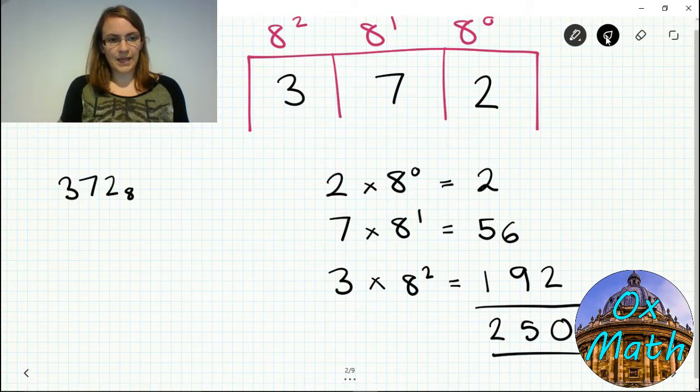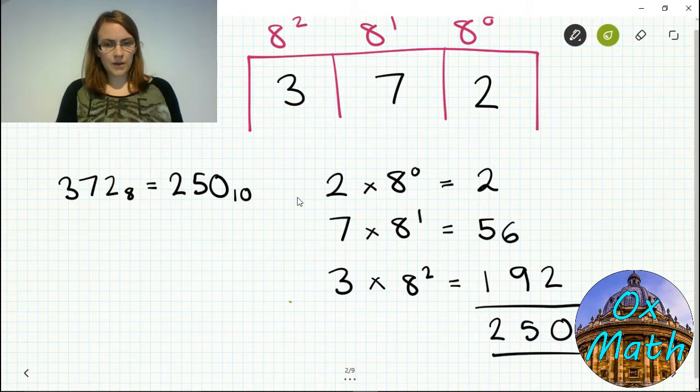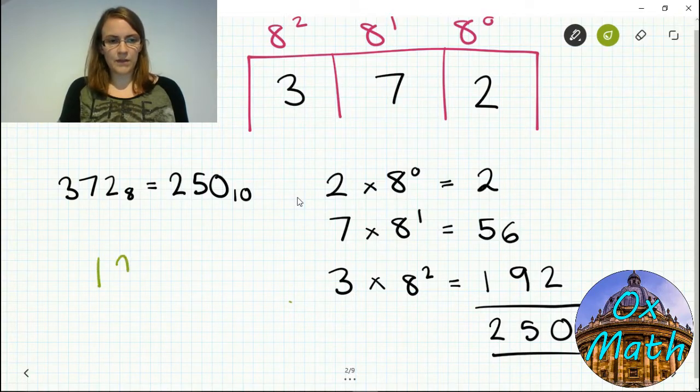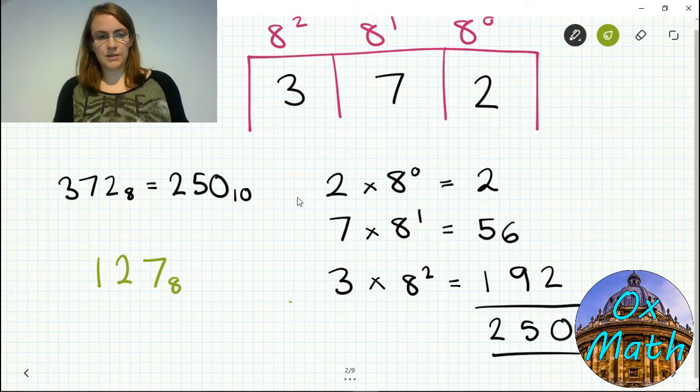So 372 in base 8, which we can use the small 8 down here to represent that it's base 8, is the same as 250 in base 10. So now you know how it works. Test yourself, pause the video and have a go at converting the number 127 in octal into base 10, into our decimal number system.